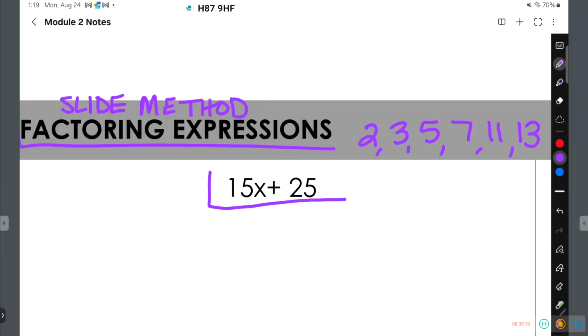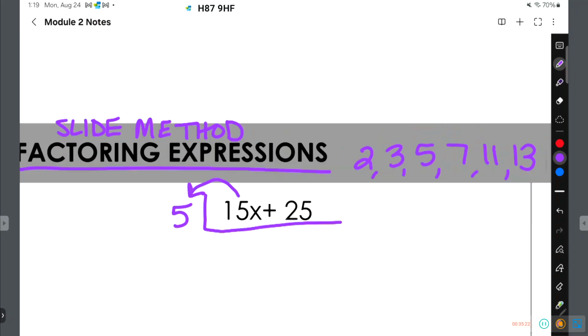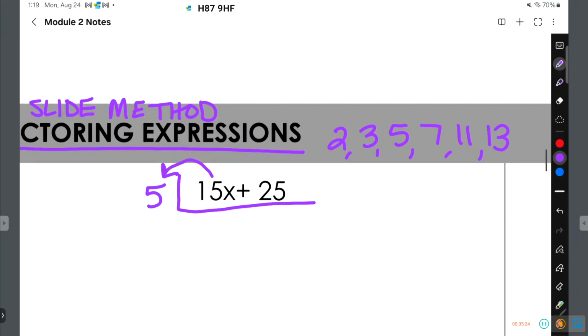These are easy numbers. What could go into 15 and 25? What do they have in common? They both have a 5. If I put a 5 out here, what is 15 divided by 5? 3, right? And then what is 25 divided by 5? If we factor that out, we take it out. 5. So 3 times 5.